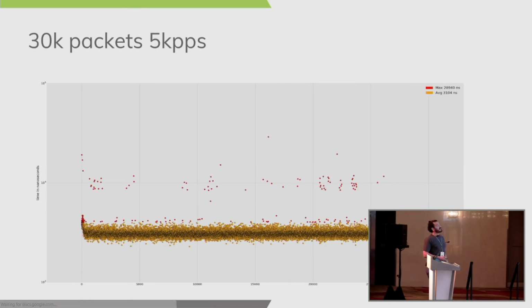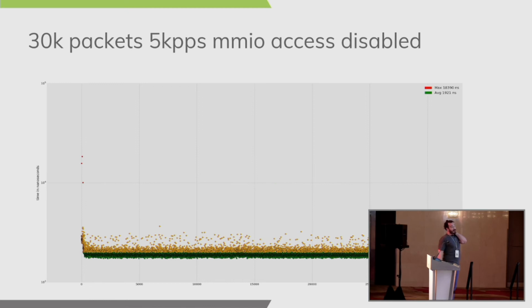And this is a similar result with 30,000 packets at a rate of 5,000 packets per second. Again, as you can see, there's no packet below 2 microseconds at the moment. And the moment you disable MMIO accesses to uncached memory, there's a bunch of packets below 2 microseconds.